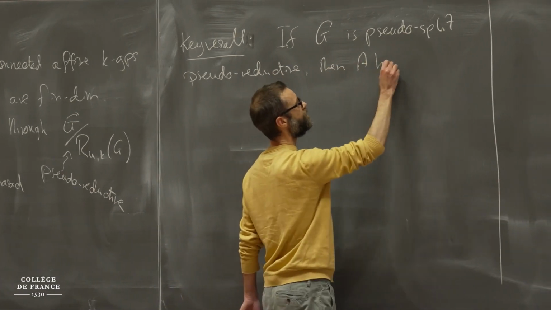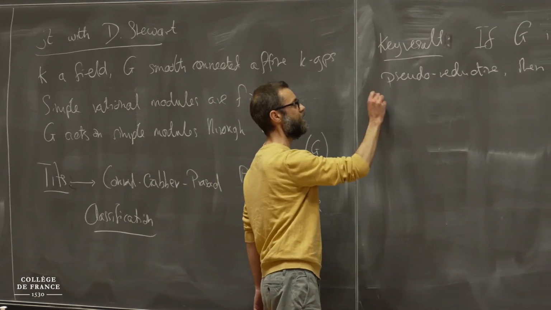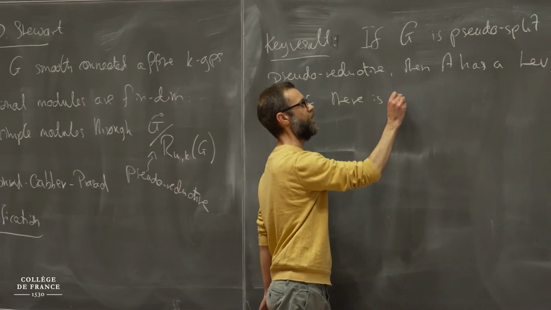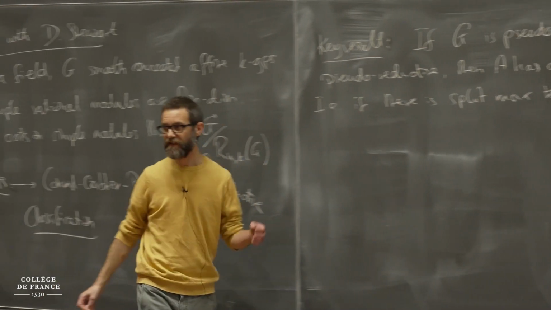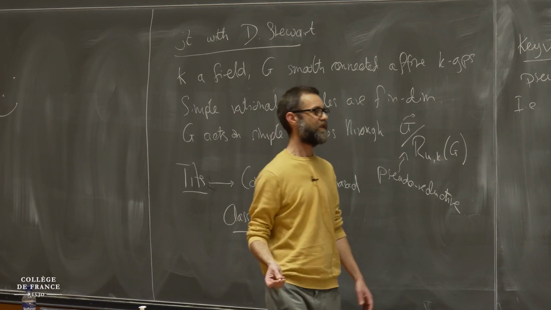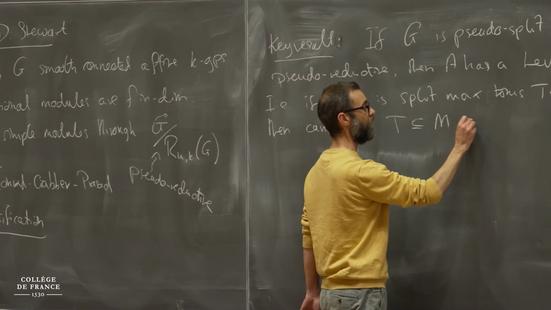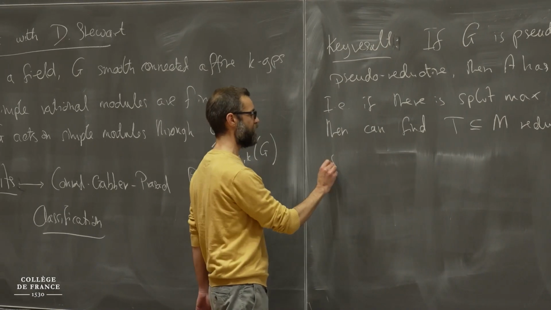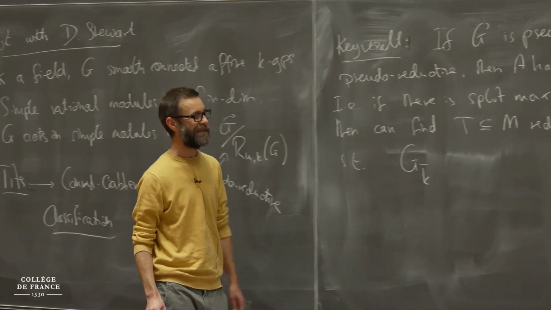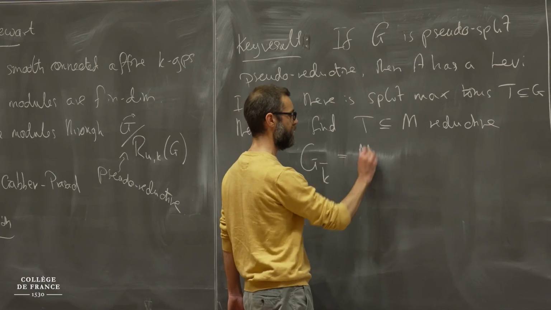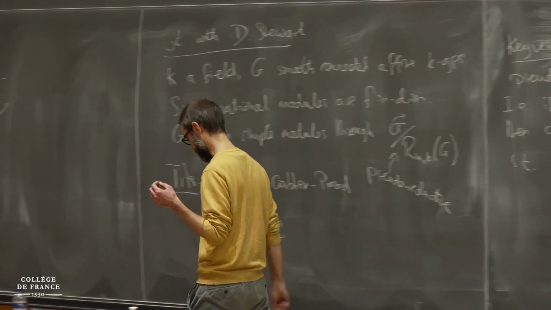Then it has a Levi subgroup. So what does it mean to be pseudo-split? It means I have a split maximal torus. So if there is a split maximal torus T inside G, then in fact I can find a reductive subgroup containing T, which is a Levi subgroup. Then we can find a reductive subgroup M containing T such that, well, I need to extend scalars to see the unipotent radical, but once I do, I extend, say, up to the algebraic closure of K, then this group decomposes as a semi-direct product of this reductive piece and its unipotent radical.